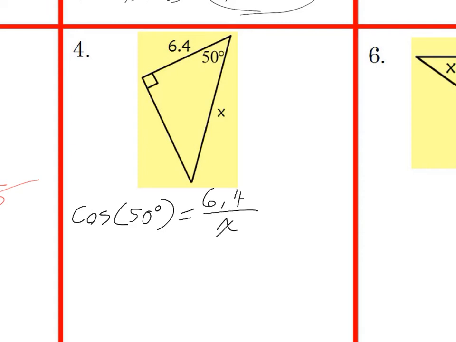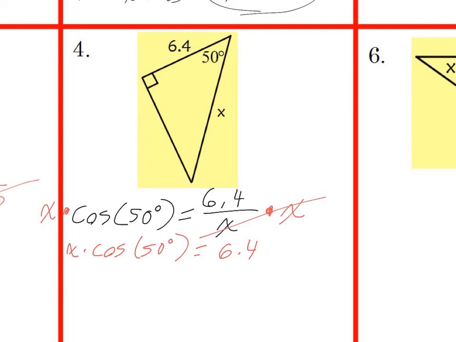over x. Again, this time I've got x on the bottom, so I'm going to have to move it. So I'm going to multiply by x on both sides. Those x's cancel out, and I'm now left with x times the cosine of 50 degrees equals 6.4.